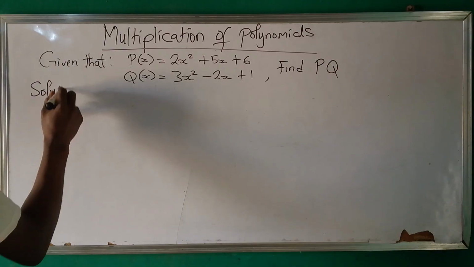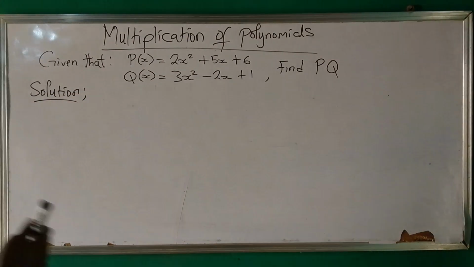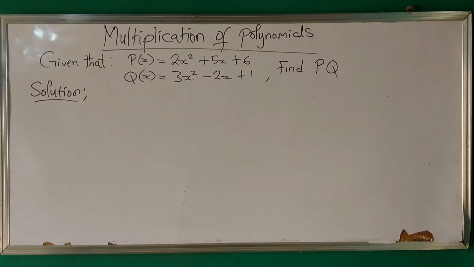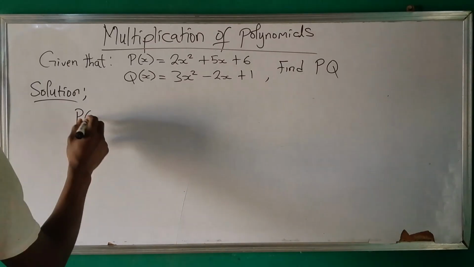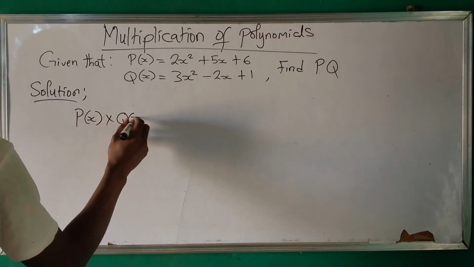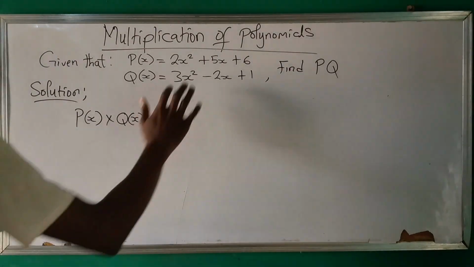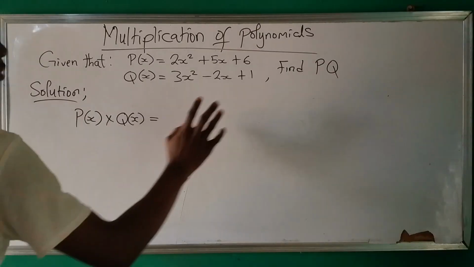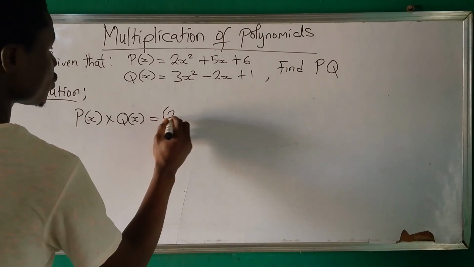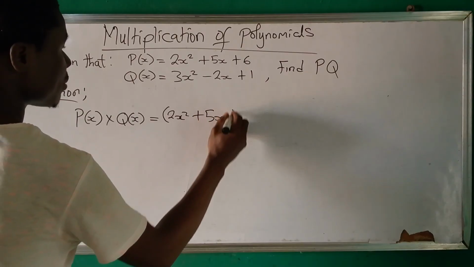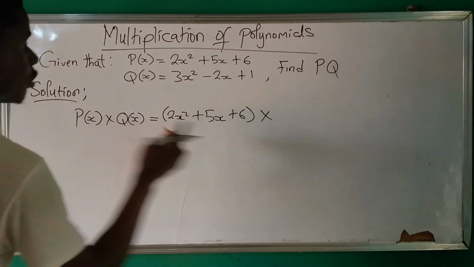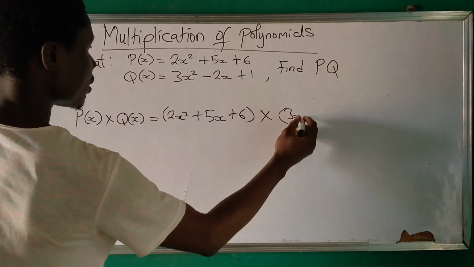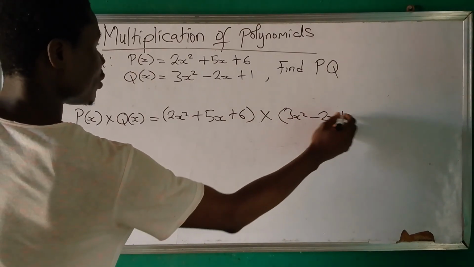In this video you will learn two different methods to approach this kind of question, and depending on your choice you would either choose method 1 or method 2 when you are confronted with questions such as this. Alright, so pq, p of x times q of x, is equal to, again, what we have to do is to write out p of x and multiply with q of x. Let's write that out. We have 2x squared plus 5x plus 6 times, this is p of x. Now we multiply with q of x. This is q of x, so let's write out 3x squared minus 2x plus 1.